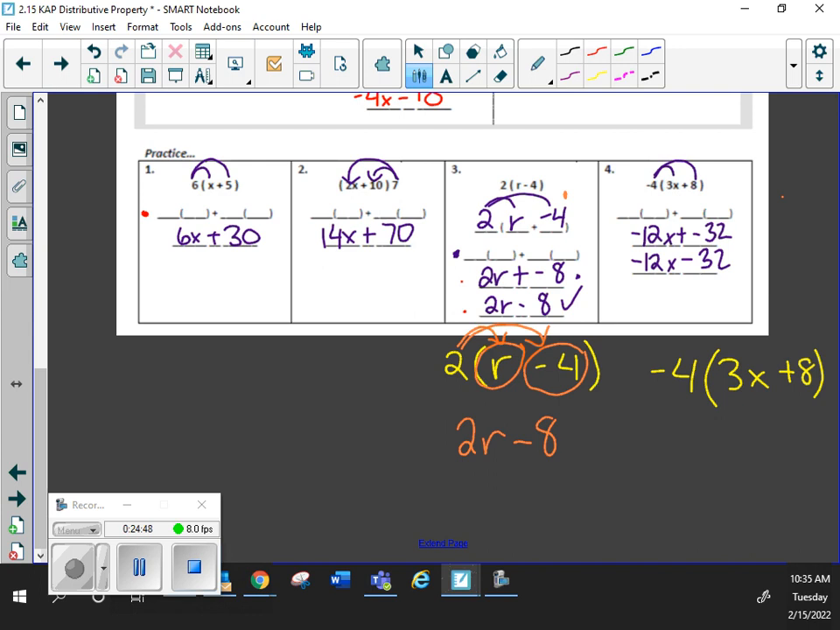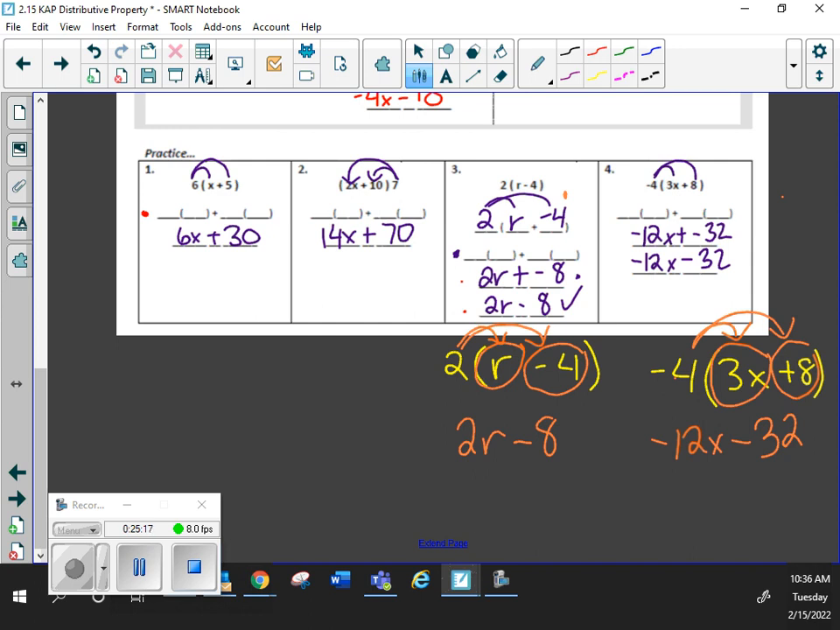Again, within the parentheses, I'm going to circle the term with the sign in front, and then distribute. Negative 4 times positive 3x gives me negative 12x, negative 4 times the positive 8, negative 32. I don't have to rewrite, I'm just writing the sign, and that turns into my operation sign. If you like that better, you can.